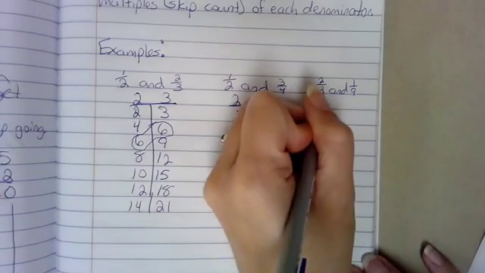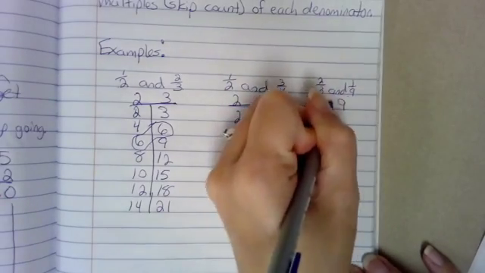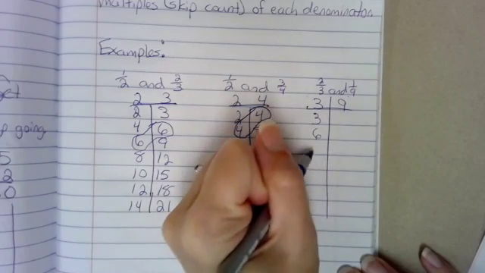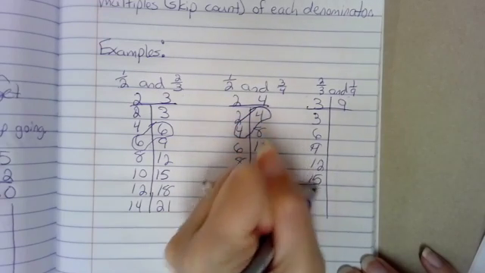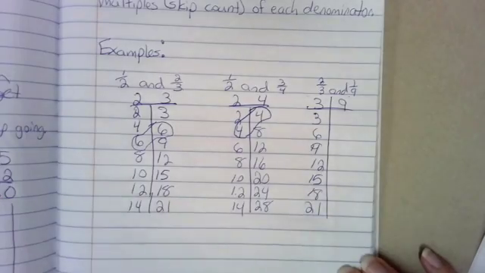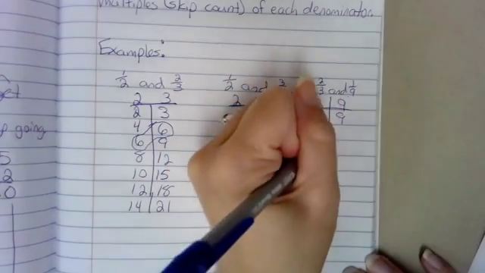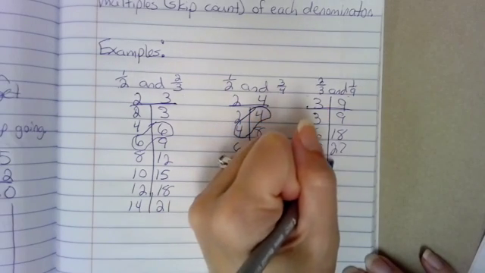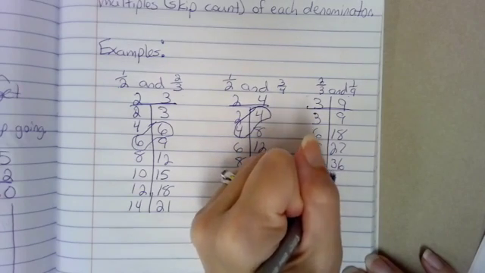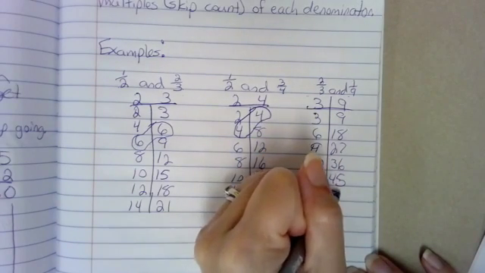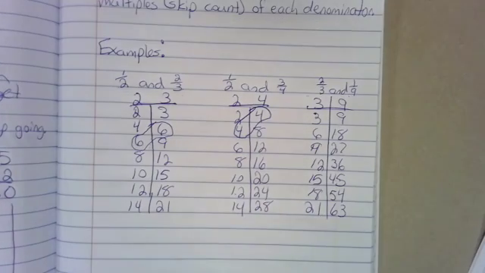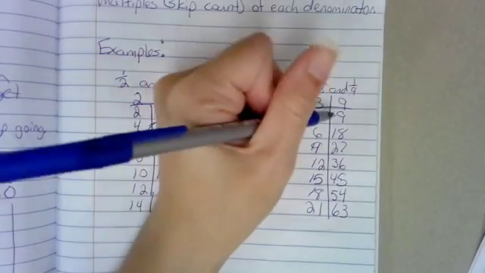Our last one, our denominators are 3 and 9, so we're going to make a T-chart with 3 and 9. We're going to skip count by threes. 3, 6, 9, 12, 15, 18, 21. We're going to skip count by nines. 9, 18, 27, 36, 45, 54, 63. All right. The smallest number that's in both lists, 9.